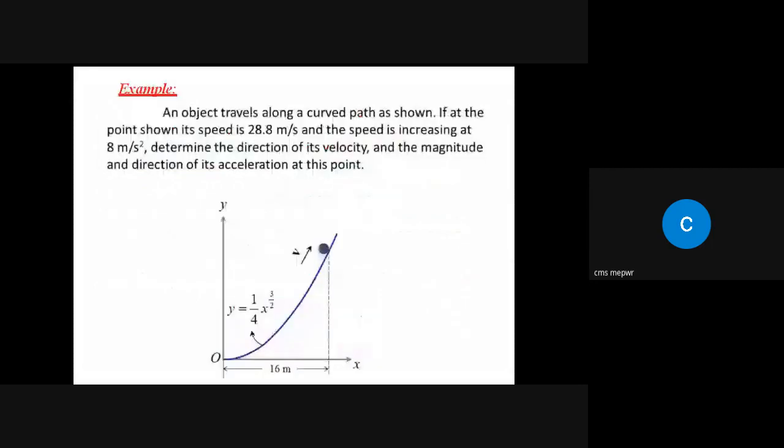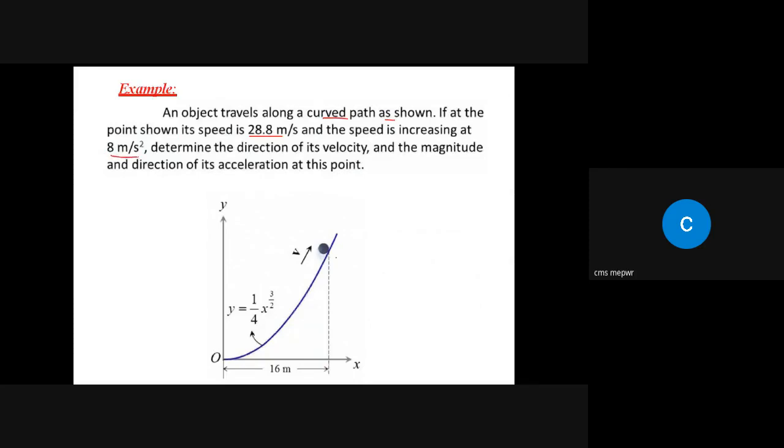Okay, now let's look at an example. An object travels along a curved path, so we have curvilinear motion as shown over here. This is the curved path. At the point shown, its speed is 28.8 meters per second and that speed is increasing at 8 meters per second square. Which point? This point.